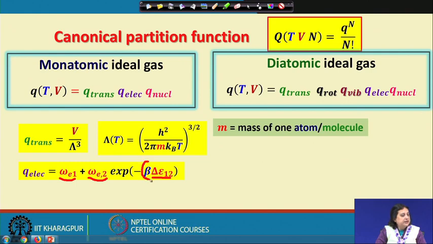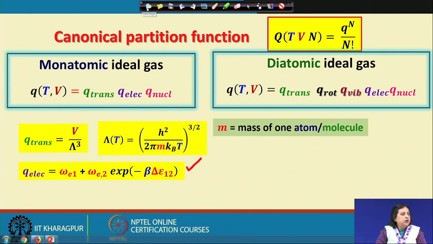and also beta is nothing but inverse of kT. As a result, using experimental data or results from theoretical calculations, it is possible to determine what Q electronic is, irrespective of whether you have a monatomic or a diatomic ideal gas. The prescription is the same.